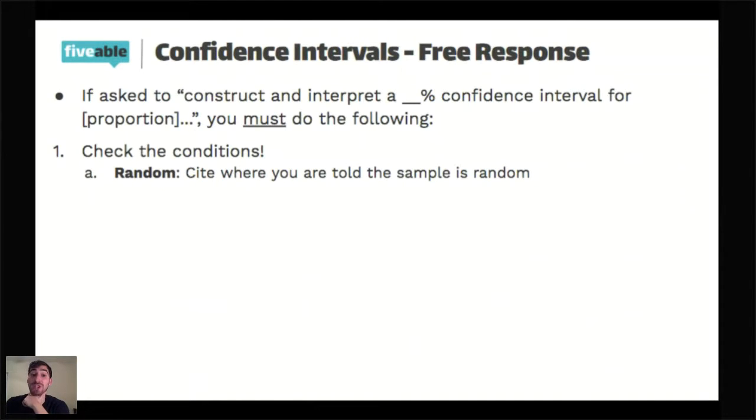The one you have to check specifically on the AP exam, Dara, is the normal condition. The 10% condition, rubrics in years past have not explicitly asked for people to check the 10% condition. It's one of those, like, it's nice if you do, but you can get an E from checking just randomness and normal. But in the case of proportions, what do we mean by normal? What does it take to be normal? There's a special thing that has to be true.